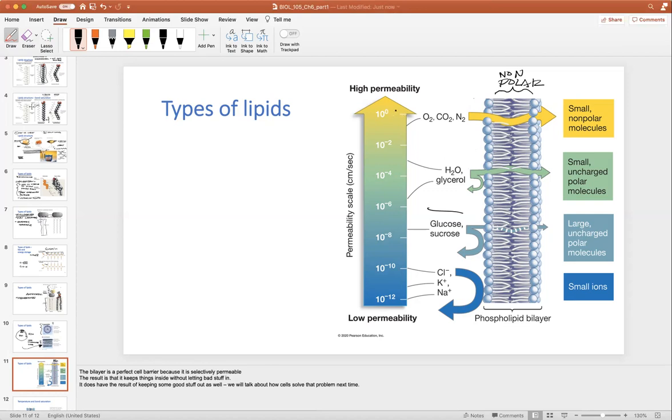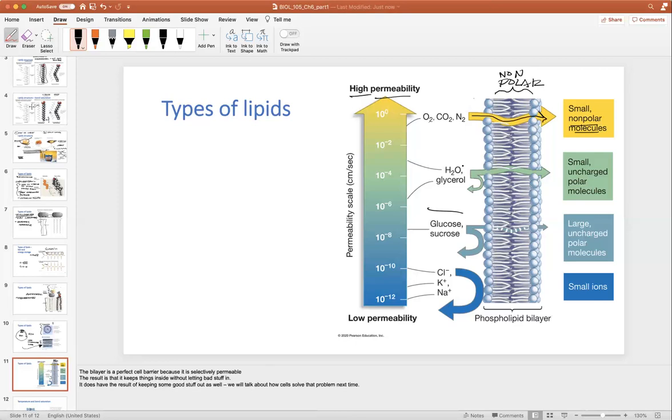Here's what I mean. Let's take a look at things that can cross lipid bilayers. Things that are really small, like oxygen, carbon dioxide, or nitrogen. These are small, non-polar molecules, and they have a pretty easy time getting across these lipid bilayers because they can fit very easily between these larger molecules. So they can get across pretty easily. They have what we call high permeability.